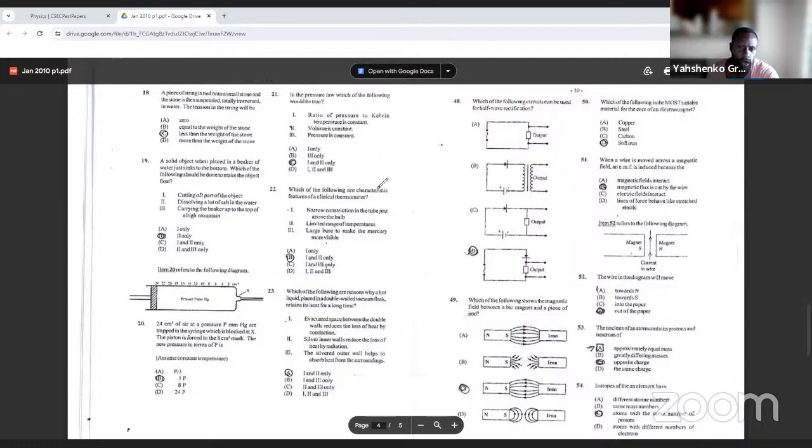Which of the following are characteristic features of a clinical thermometer? Clinical, I want to circle that word clinical. Clinical meaning from clinic, which has to do with medicine, the body, health. So the thing about a clinical thermometer, it has a narrow constriction in the tube just above the bulb. That is true. Why does it have to have a narrow constriction?